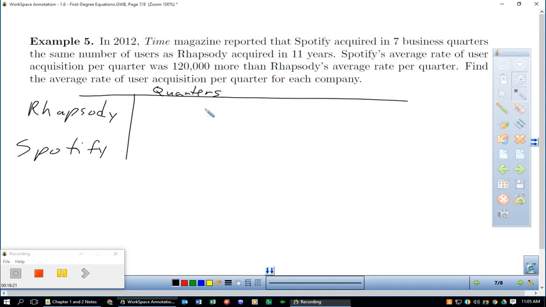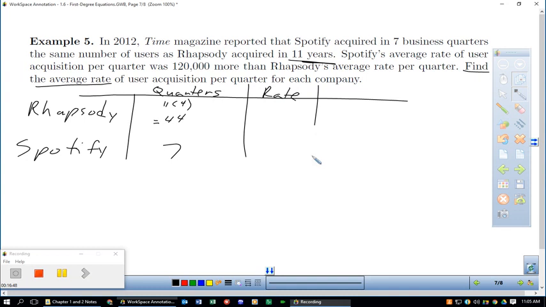Okay, and quarters in this case are quarters of a year. So Rhapsody, it took them 11 years. How many quarters is that? Well, there are 4 quarters in a year, so it's 44 quarters. Spotify is 7 business quarters. Next thing we care about is we want to find the average rate.